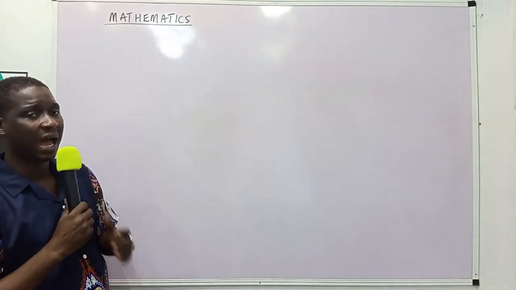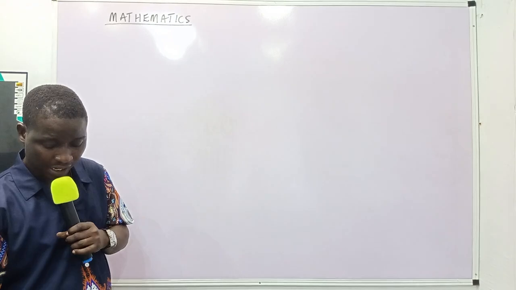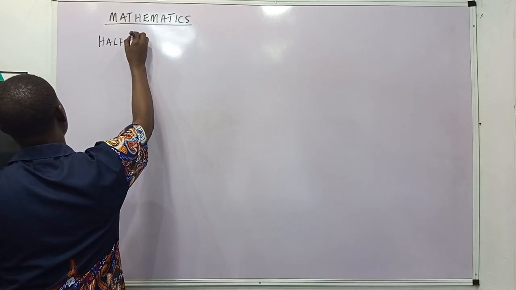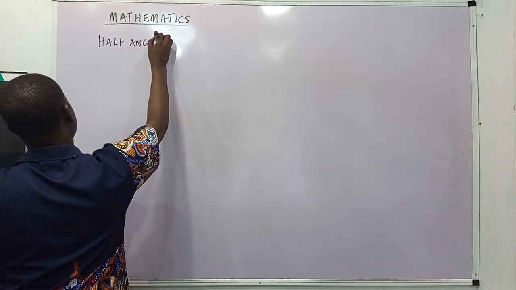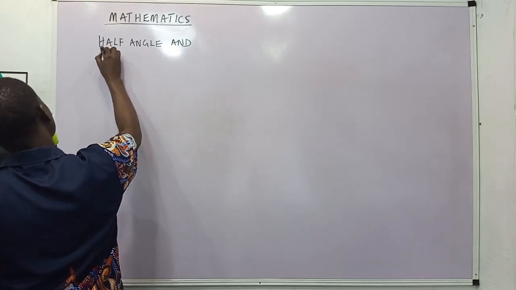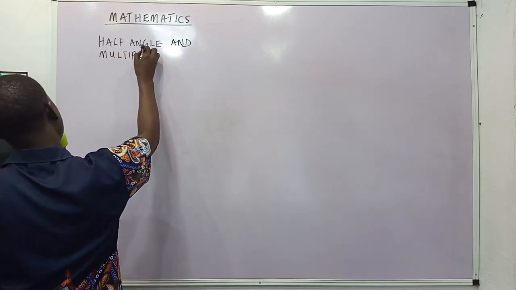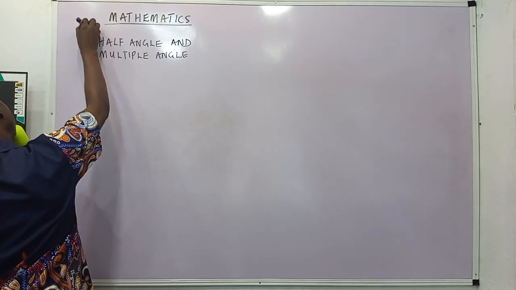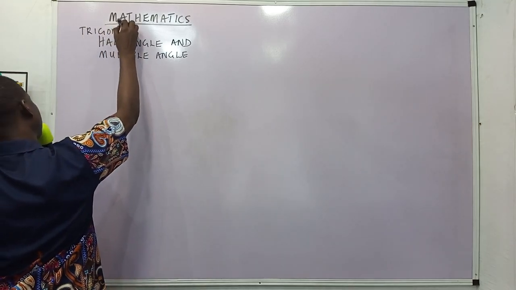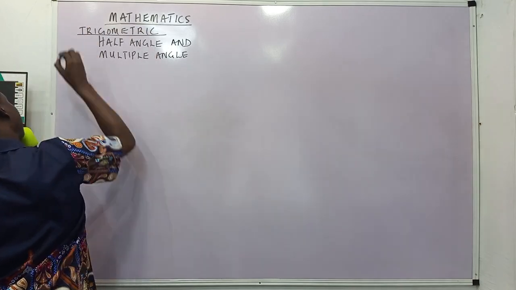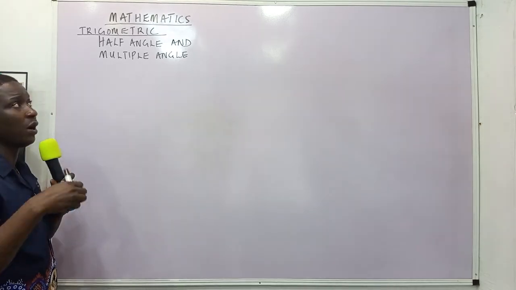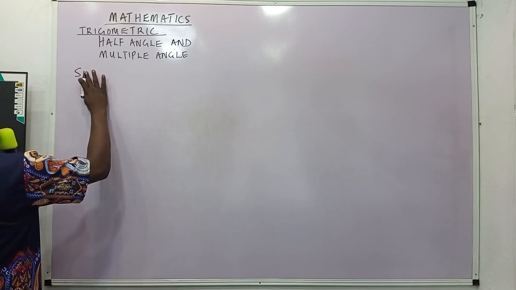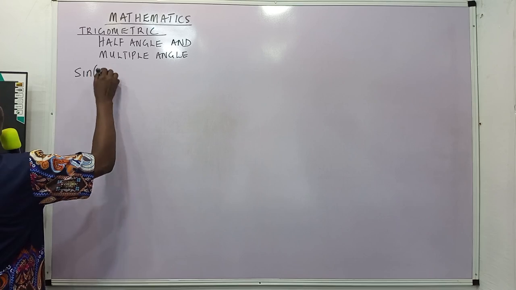We want to discuss half angle and multiple angles under trigonometry. Now, when we talk about multiple angle, that is higher angle, something like sine 2A.